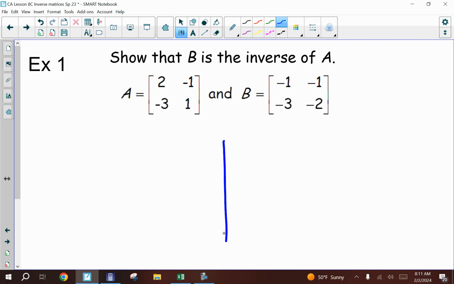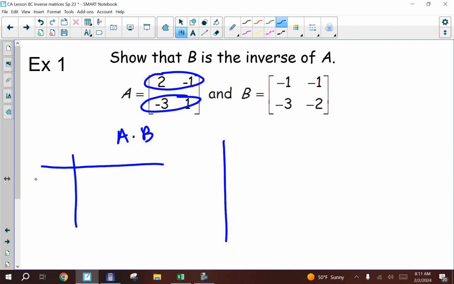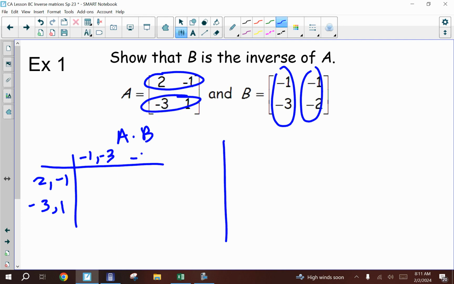So the first thing we're going to do is find A times B and show that it's the identity. So the setup, again, we're going to do the t-chart, and it's rows times columns. So A is first, so it has to go this way. So it's 2, -1, and then it's -3, 1. And B is second, so that has to be the columns. So it's going to be -1, -3, and then it's going to be -1, -2.